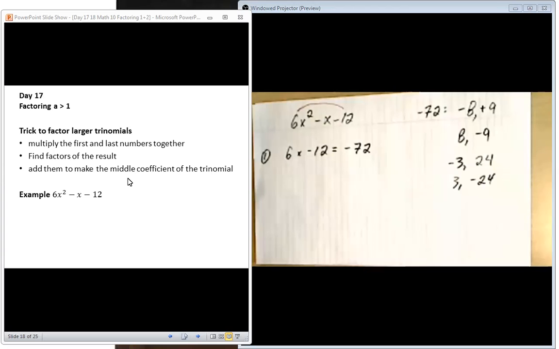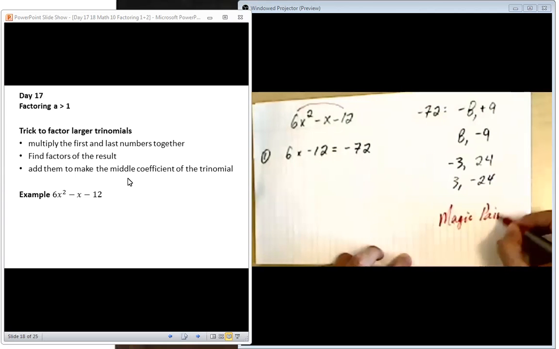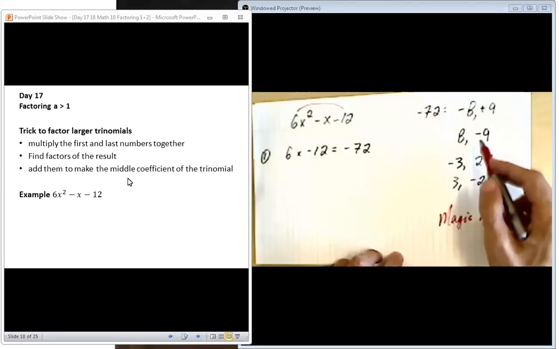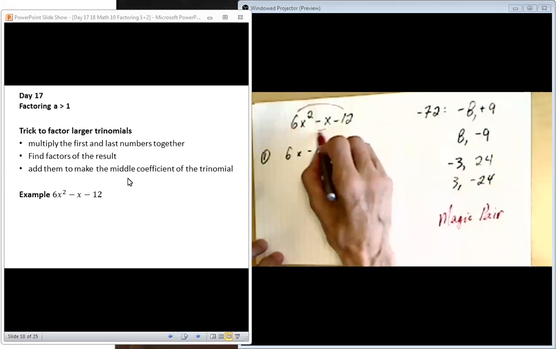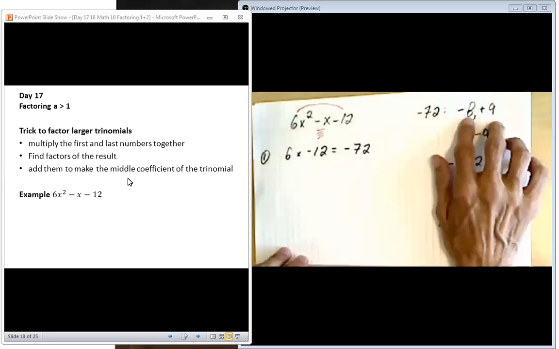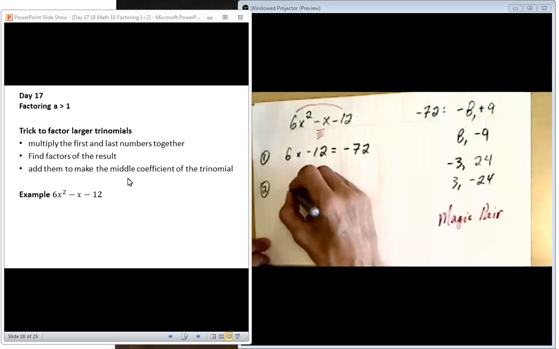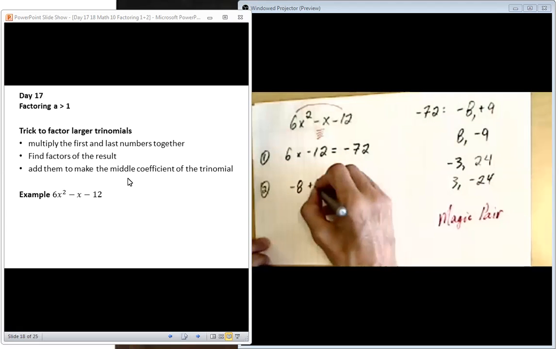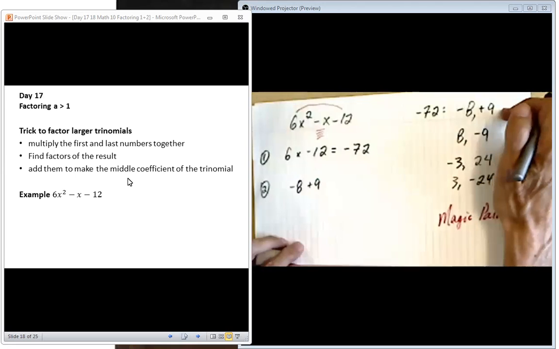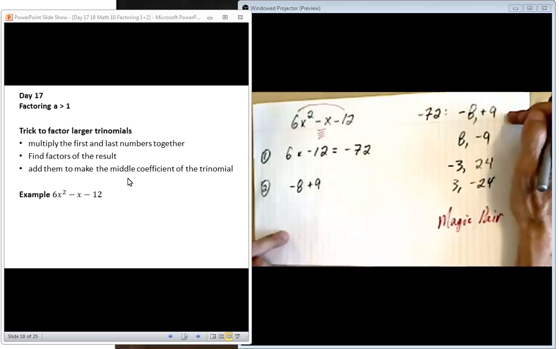And now we got to find, I call it the magic pair, right? Which pair of numbers will add up to get the middle number there? Watch this. We have negative 8 plus 9. What does that give? That's the first pair, right? Well, one more time. Try it again. What do we get?